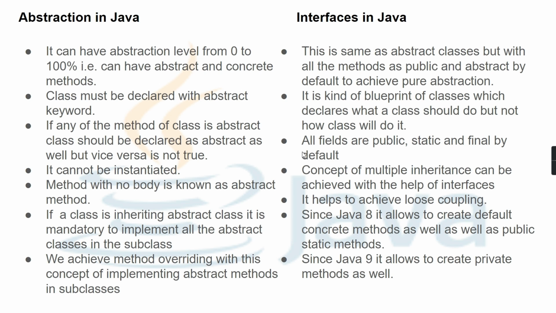Okay, the other thing is that all the fields, the data members, are public, static, and final by default in the case of interfaces. The concept of multiple inheritance can be achieved with the help of interfaces. Okay, so an interface can also be used for that.